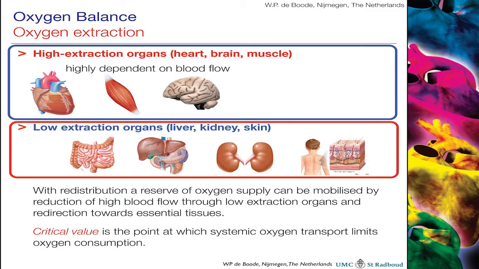If you look at high oxygen extraction, there are several types of organs. You've got the high extraction organs like the heart, brain, muscle, highly dependent on blood flow, and the low extraction organs like liver, kidney, and skin. And this can be used for the redistribution. In the beginning of a shock, your blood will redistribute from the non-vital organs to the vital organs. But there is a critical point at which the systemic oxygen transport limits the oxygen consumption. And that is shown in this slide.